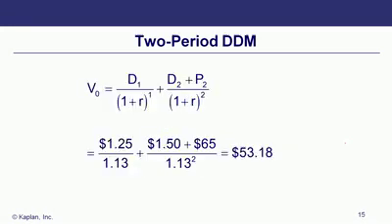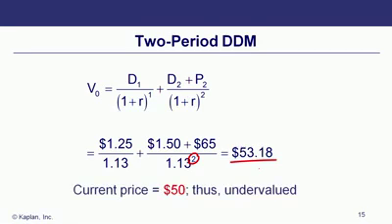Here it is. We are discounting back D1 for 1 year at 13%, then D2 and P2 at 1.13 squared. Be careful, this is T2, so you need 2 years. Add it all together, intrinsic value is 53.18. Under, over, or correctly valued? Well, current market price is 50. It is, again, undervalued. I'd be quite happy to buy at 50 because I think it's worth 53.18.